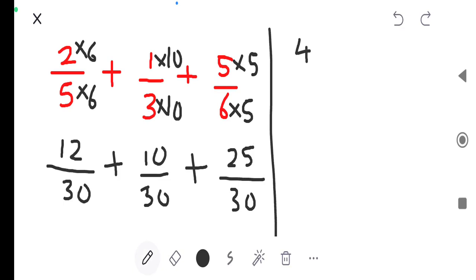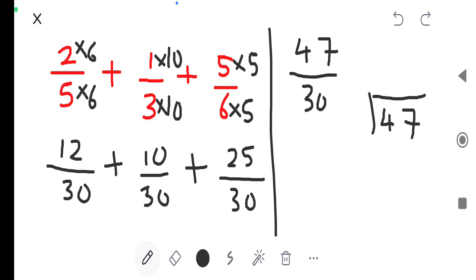So we have 47 over the denominator. Now you write only one denominator, which is 30. 30 is carrying a number that is bigger than itself, so we have to write 47 over 30 as a mixed number. To do that, draw the division symbol. Inside, you write 47, then you put your 30 here. How many times can 30 go into 47? 30 will go 1.